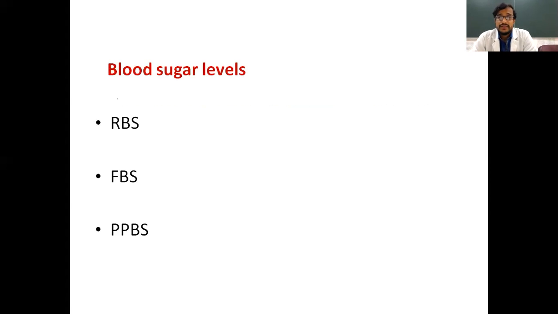So blood sugar levels, we know RBS, FBS, PPBS, that is random blood sugar, fasting blood sugar, and postprandial blood sugar. Okay. Random blood sugar is estimation of glucose levels at any point of time in the day. The fasting blood sugar is estimation of blood sugar in the fasting state of the patient for 10 to 12 hours. And for postprandial, the sample is taken 2 hours after taking food. That is known as postprandial blood sugar. So these are the different types of blood sugar levels, and these are estimated in the laboratory. These can be estimated in a semi-auto analyzer or in a fully auto analyzer, depending upon the sample load.